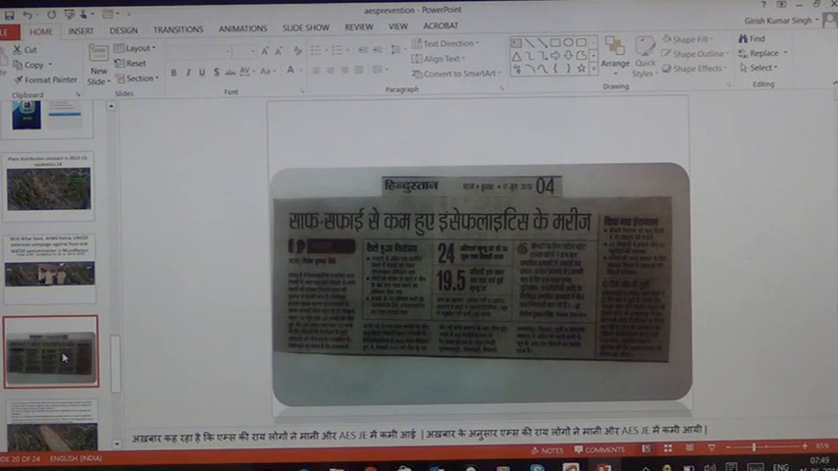And this is the newspaper article saying "साफ सफाई से कम हुआ encephalitis के मरीज." I'll give you another example in the next video.